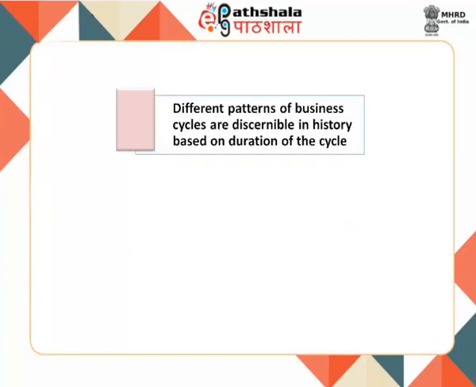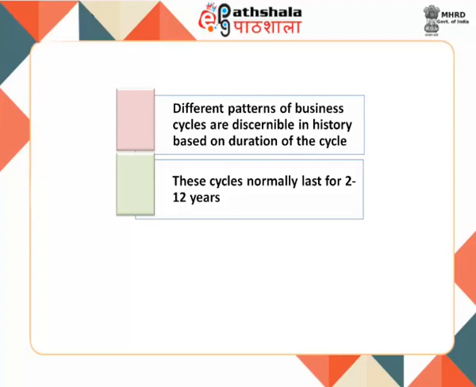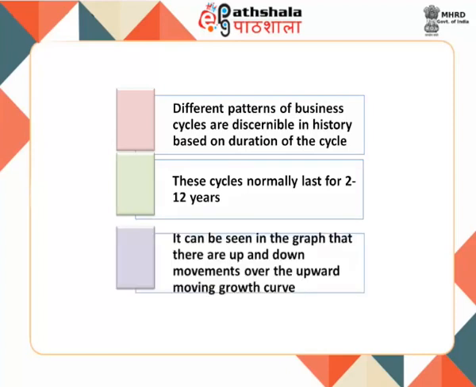Different patterns of business cycles are discernible in history based on the duration of the cycle. These cycles normally last for 2 to 12 years. It can be seen in the graph that there are up and down movements over the upward moving growth curve.